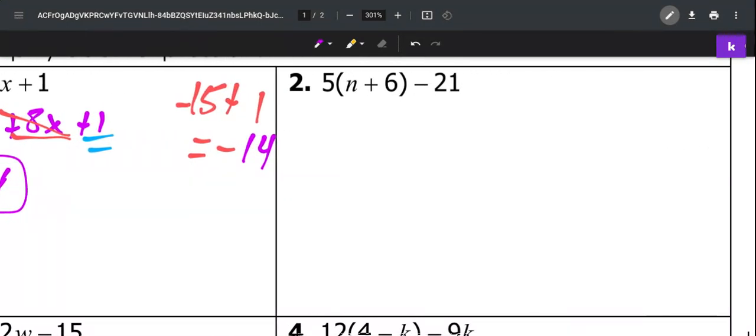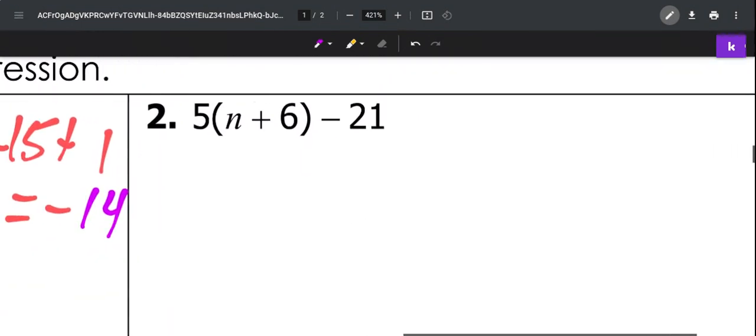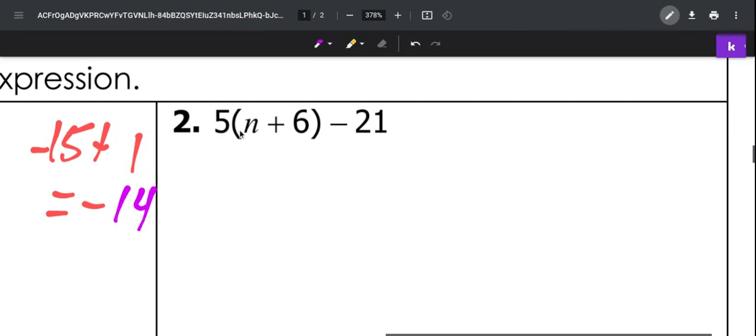All right, so let's do another one. So number 2, you'll see on number 2 that we have 5 parentheses n plus 6. So we have 5 multiplied by this n plus 6, and then we have minus 21 here on the end. So once again, remember this. Distributing comes before any like terms, before you can combine any like terms. So we're going to distribute this first, 5 to n and 5 to 6.